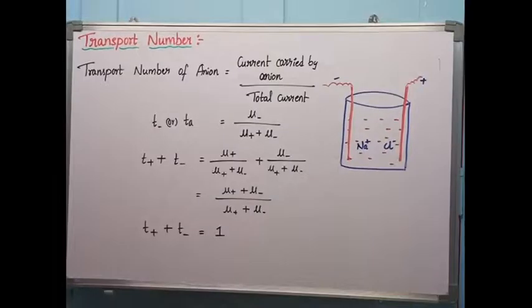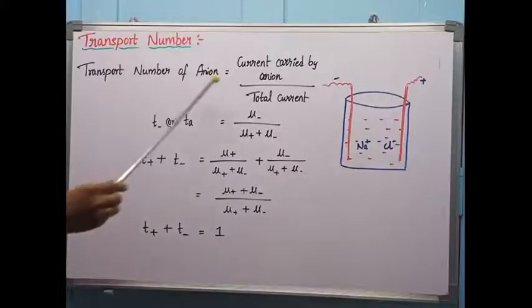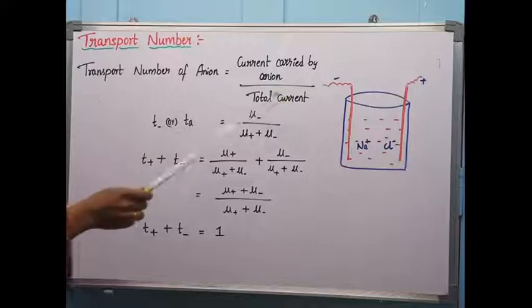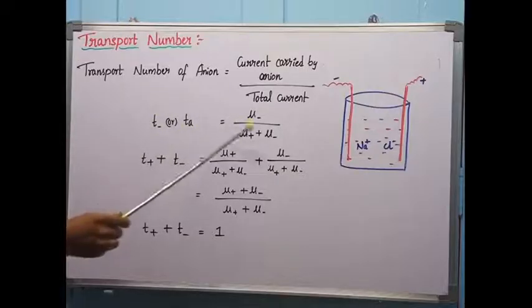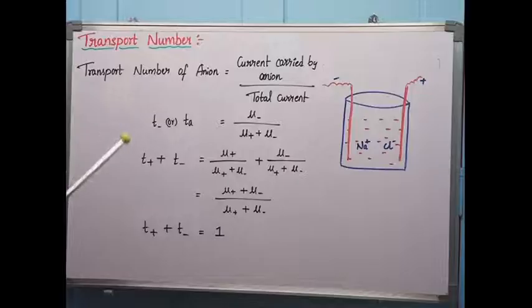Now let us see the transport number of the anion. We can calculate it using the formula: current carried by the anion divided by total current. As the current carried by the anion is directly proportional to the speed of the ion, the transport number of the anion, T minus, equals mu minus divided by mu plus plus mu minus, where mu minus is the speed of the anion and mu plus plus mu minus indicates the total current carried by the ions.